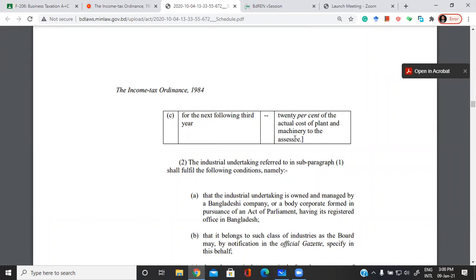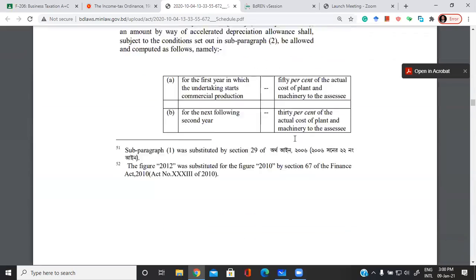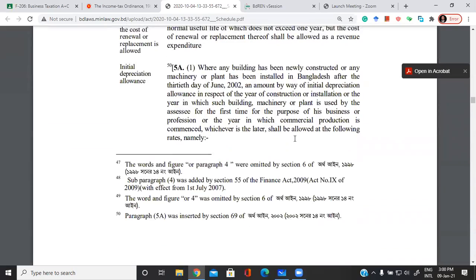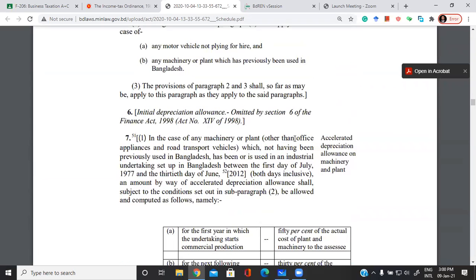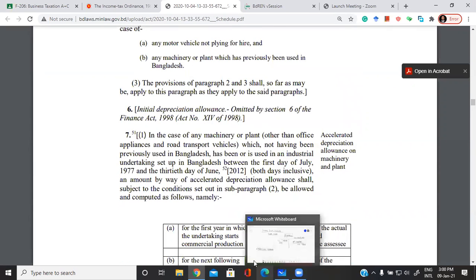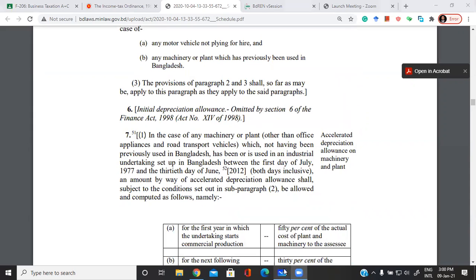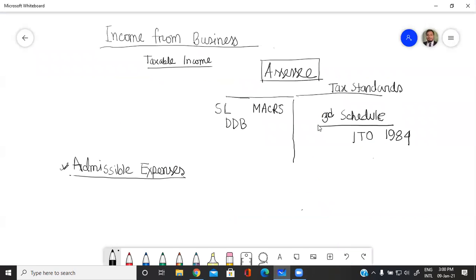Whatever practice you follow for your accounting purposes, that is your discretion. But when you prepare your tax return, you have no discretion. You need to strictly comply with the depreciation rates and system mentioned in which schedule? Third schedule of the Income Tax Ordinance. So when you do the real practice of preparing a return for income from business, you need to take reference from the third schedule.